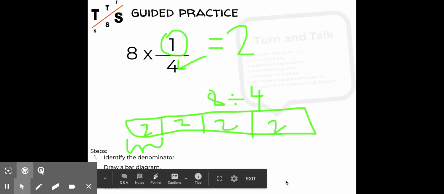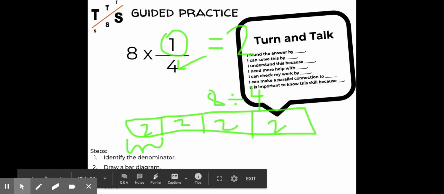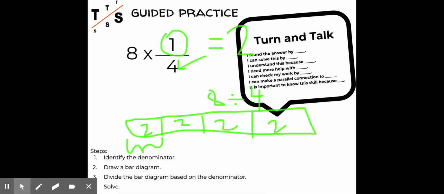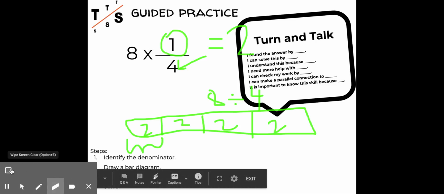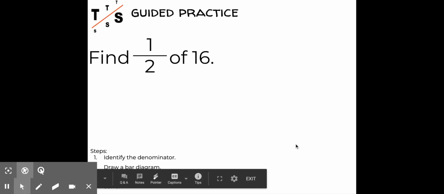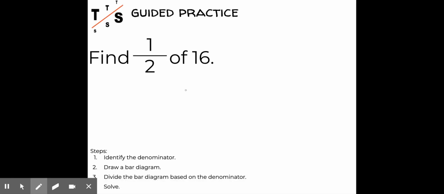Again, to talk this out, I found the answer by creating a bar diagram and using the model to solve the problem. All right, let's move on to our next equation. Find 1/2 of 16. I know some of you may be thinking, oh, that's easy. I can do that one in my head. That's great. I really want you to keep that answer in your mind, but I still want you to practice drawing out the model because it's important that we represent this as a model.